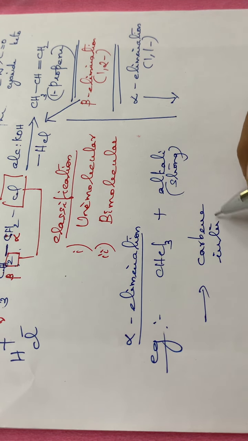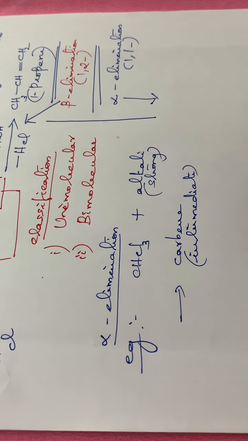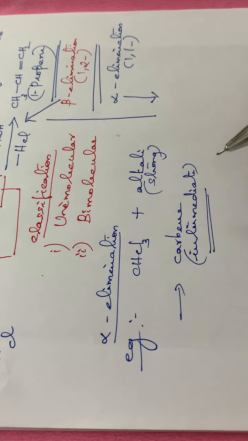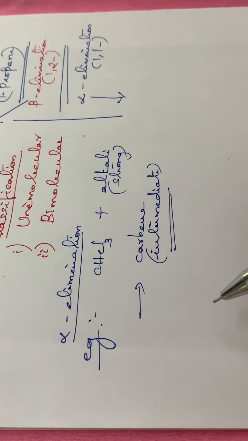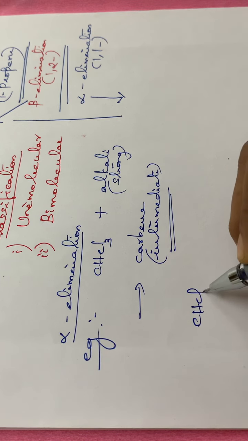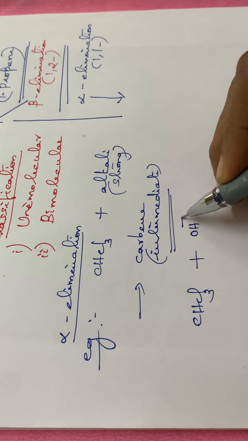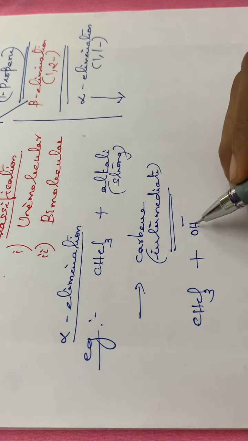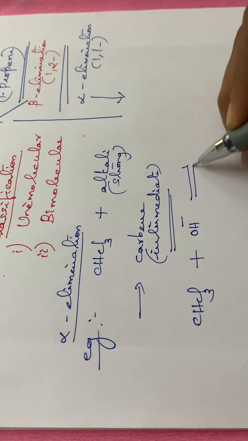You have studied about the carbene intermediate. It is a highly unstable species, and it will be formed during this alpha elimination. Okay, so let us write the reaction. For example, chloroform CHCl3 plus a strong alkali, let it be sodium hydroxide or potassium hydroxide. I am writing only the nucleophile, the ionic species, plus OH minus. So this is a reversible reaction.